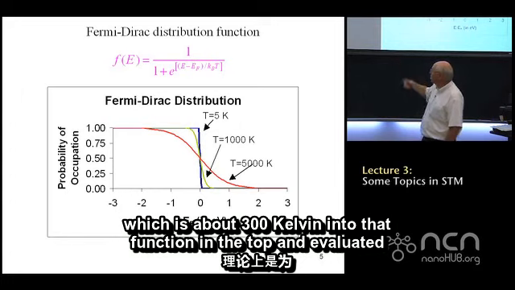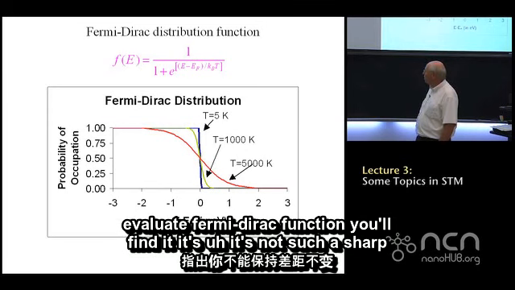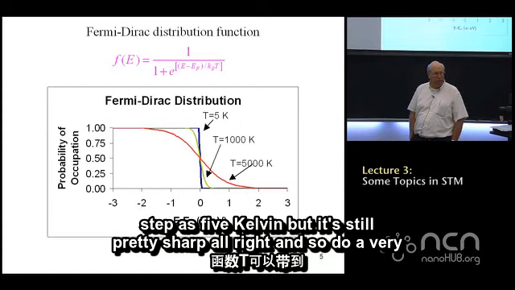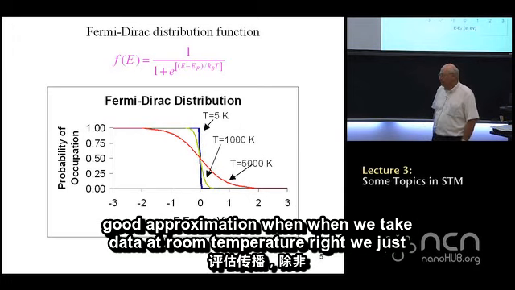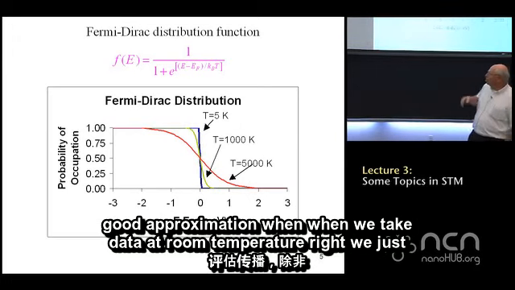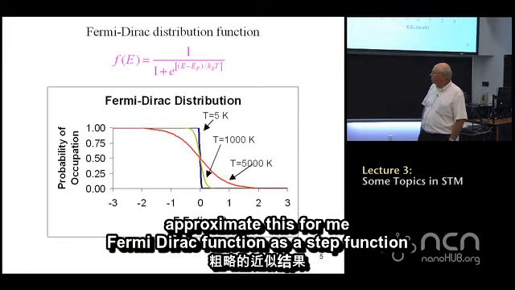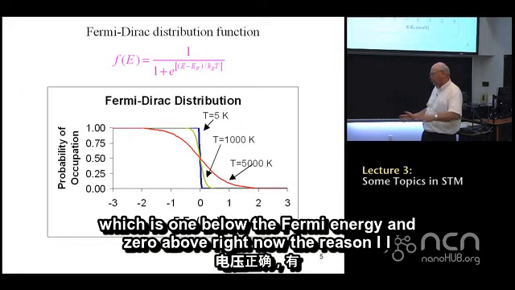Okay, so if you just plug in room temperature, which is about 300 Kelvin, into that function and evaluate the Fermi-Dirac function, you'll find that it's not such a sharp step as 5 Kelvin, but it's still pretty sharp, right? And so to a very good approximation, when we take data at room temperature, we just approximate this Fermi-Dirac function as a step function, which is 1 below the Fermi energy and 0 above, right?